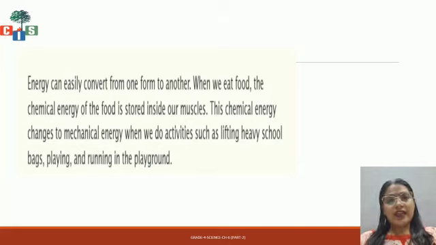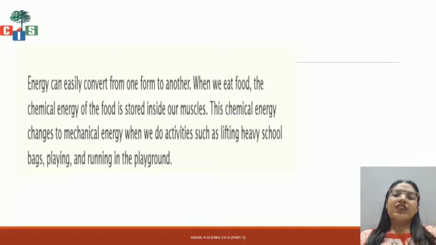Energy never ends. When we eat food, the chemical energy of the food is stored inside our muscles. Okay, so an example is given about energy converting from one form to another. Whenever we eat food, energy, particularly chemical energy, is stored inside our muscles. This chemical energy changes into mechanical energy when we do activities such as lifting heavy school bags, playing, and running in the playground. So what does this show? This shows that chemical energy has been converted into mechanical energy.